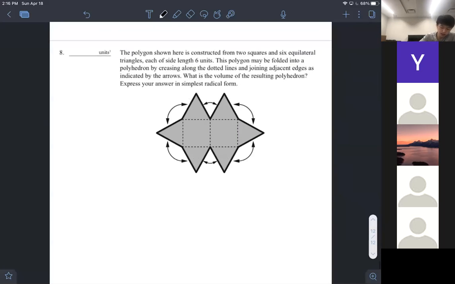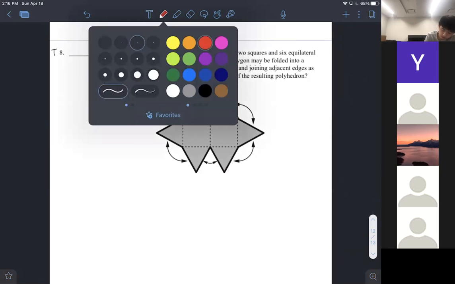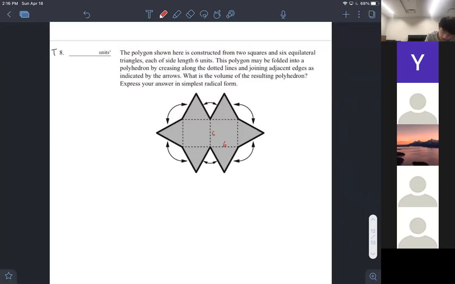And so here's problem 8, target problem number 8 on the 2016 state. It's another 3D geometry problem, and they're quite common. The polygon shown is constructed from 6 squares and 6 equilateral triangles, each of side length 6. This polygon may be folded into a polyhedron by creasing along the dotted lines and joining adjacent edges as indicated by the arrows. What is the volume of the resulting polyhedron? Express your answer in simplest radical form.